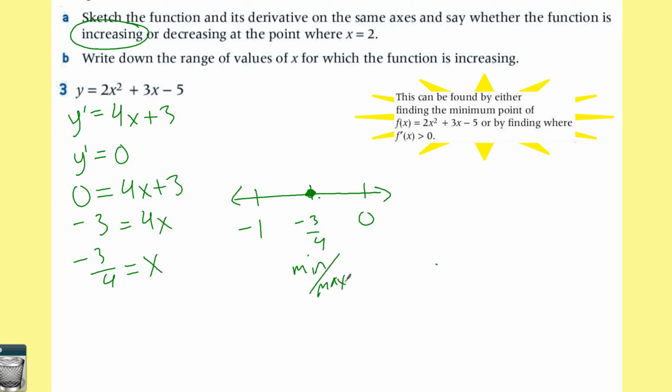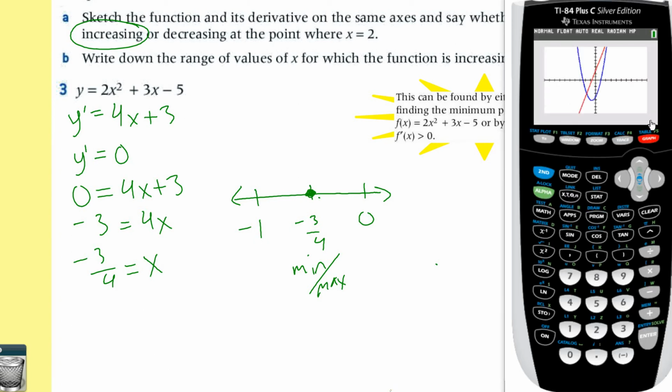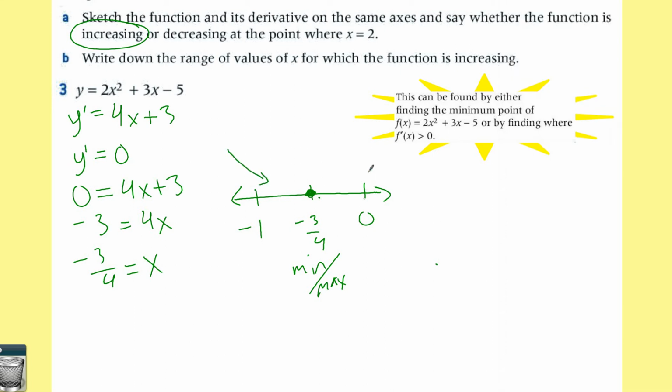Now we need to figure out which one. Looking at our graph helps us. At x equals negative 3/4, it's a minimum because the left side is decreasing. If you look on your graph, this side is decreasing, and the part on the right hand side is increasing, so it should be a minimum. So here we've got a minimum, so it's increasing everything to the right. So the range of values where the function is increasing is x bigger than negative 3/4.